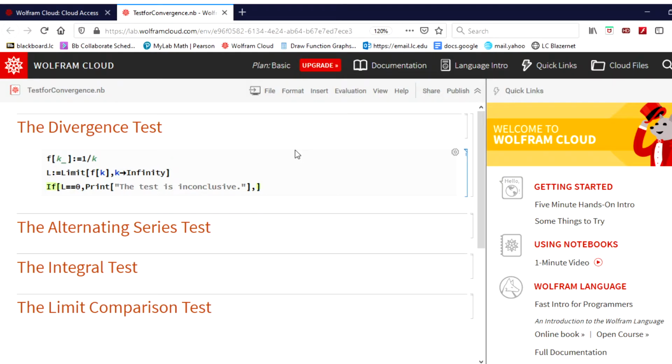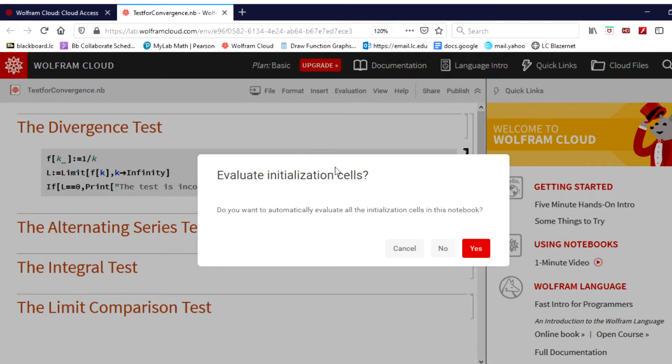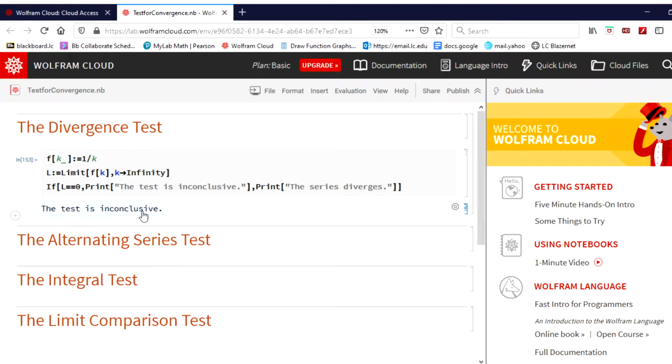Now, what happens if it's not 0? What if that case is false? Well, then what the divergence test tells us is that the series diverges, right? And that's it, folks. That is the program that performs the divergence test on a non-alternating series. For 1 over k, we saw this back in the notes, this result should be inconclusive. And if I run this program, it does tell me that. This test is inconclusive. If I go back and actually have it display the value of L, right?